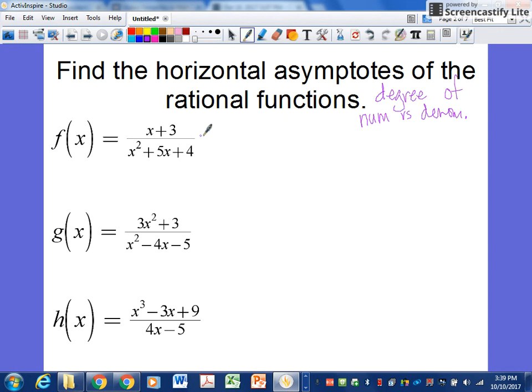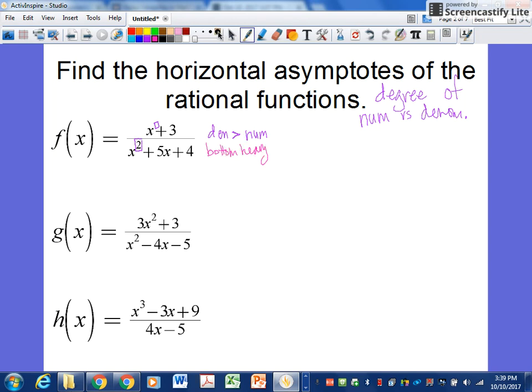So in this first example, notice that this top part has a degree of 1 and the denominator has a degree of 2. So in this case, the degree of the denominator is greater than the degree of the numerator, said to be bottom heavy. The graph is bottom heavy because the power on the bottom is larger than the power on top.